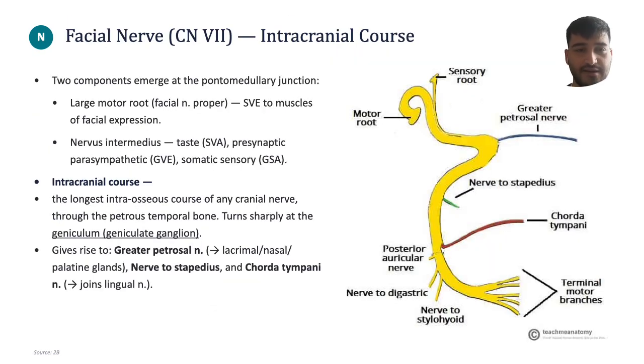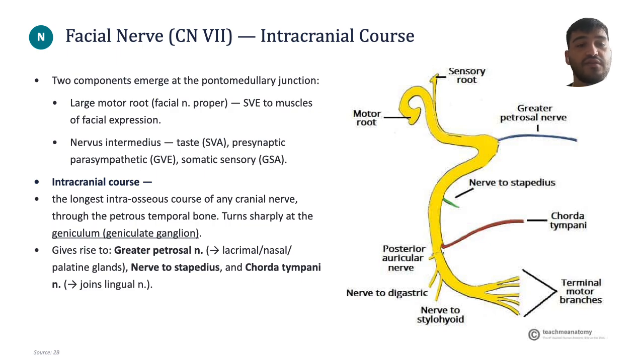Anyways, we go on to the facial nerve. And from that, we have two components that emerge from the pontomedullary junction. So where the pons and medulla meet, we have a large motor root for the facial nerve proper, which gives SVE to muscles of facial expression, and then the nervus intermedius, which is taste, presynaptic parasympathetic, and somatic sensory. So far we have SVE, SVA, GVE, GSA. That's a lot of stuff.